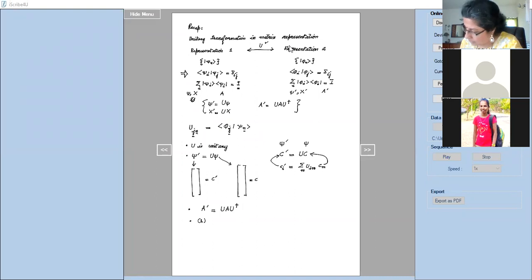One is that Hermitian matrices can be diagonalized by unitary transformations. This we didn't prove over here, this we already knew.